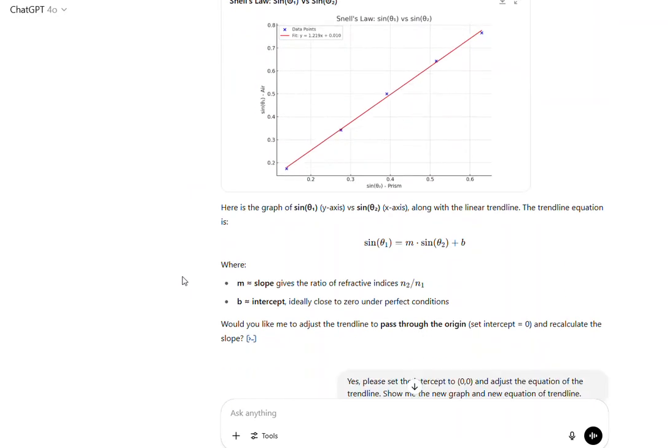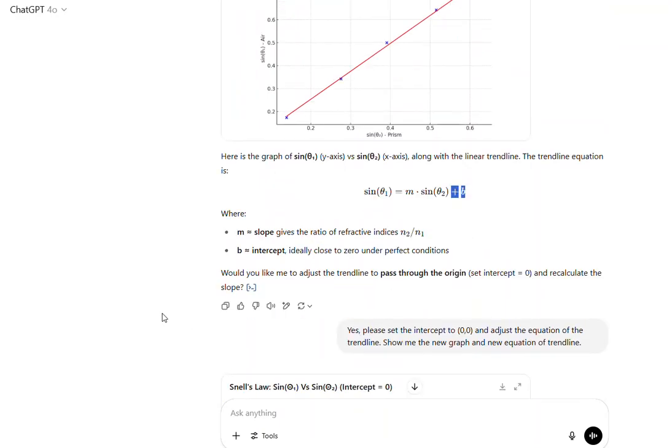ChatGPT explained basically the graph. Here is the graph of the sine of theta 1 on the y-axis versus sine of theta 2 on the x-axis along with the linear trend line. The trend line equation is this one. But it is of course using a y-intercept other than 0,0. So you put this plus b here, which should not be part of Snell's law. That's why ChatGPT later asks me, would you like me to adjust the trend line to pass through the origin and recalculate the slope?